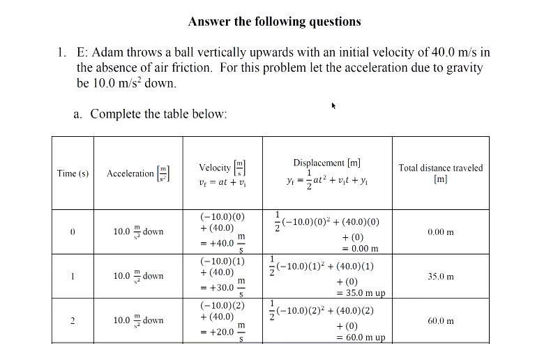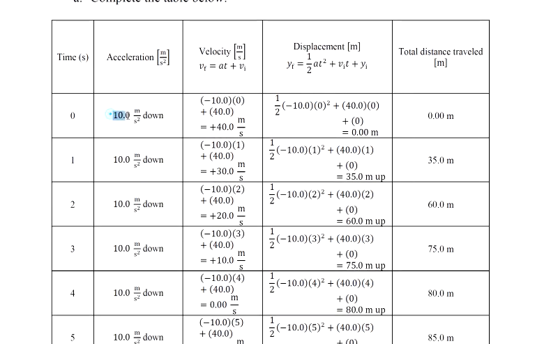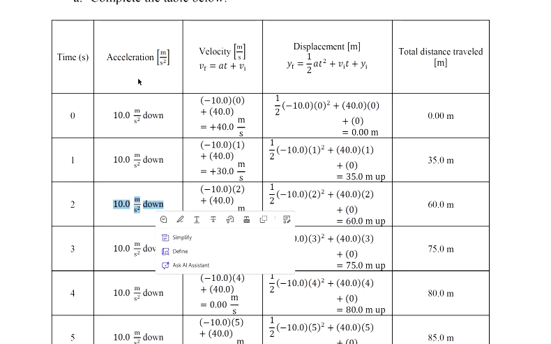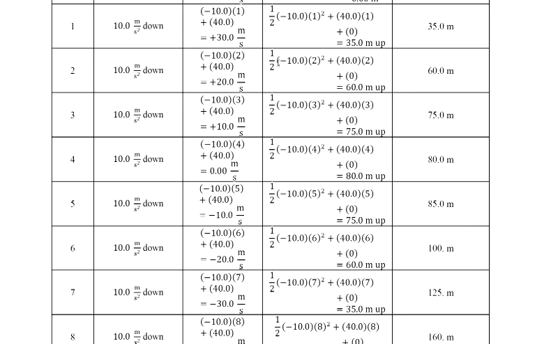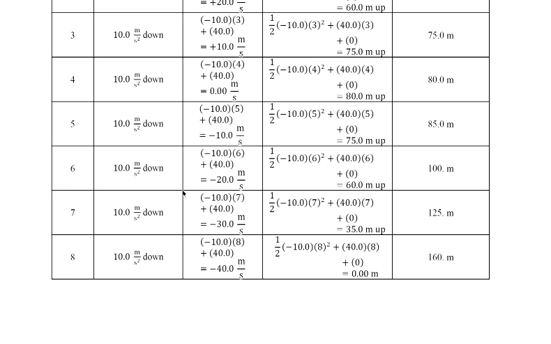So the acceleration due to gravity is always going to be 10 meters per second squared down. What does that mean? That means the Earth is always pulling the object down. So when you throw an object up, the Earth pulls it down. At the very top, the Earth pulls it down. When the object is moving down, the Earth pulls it down. So the acceleration is always 10 meters per second squared down.